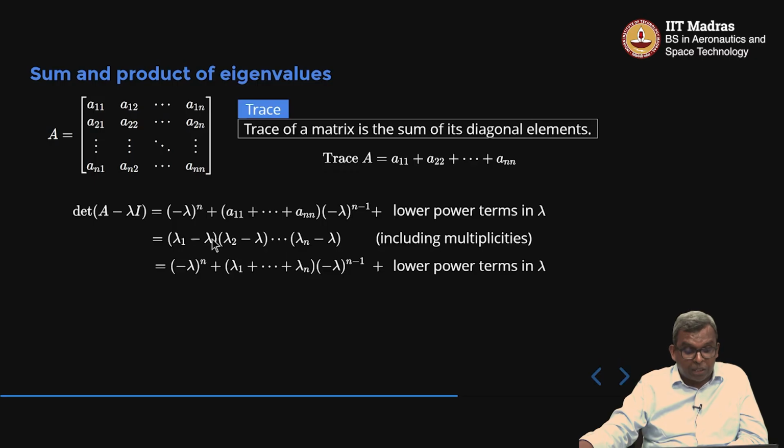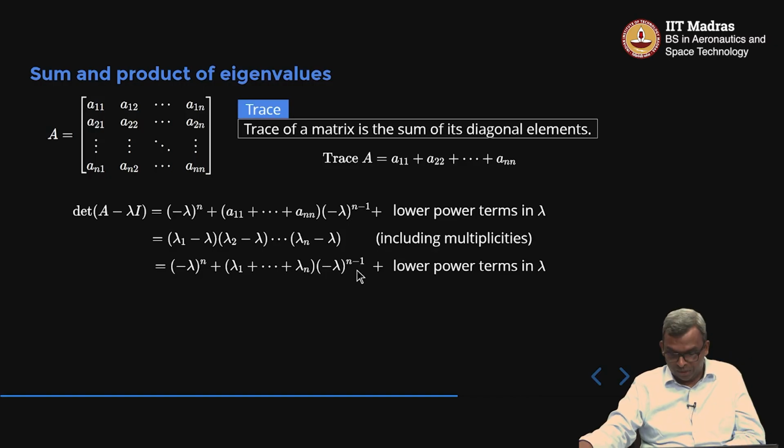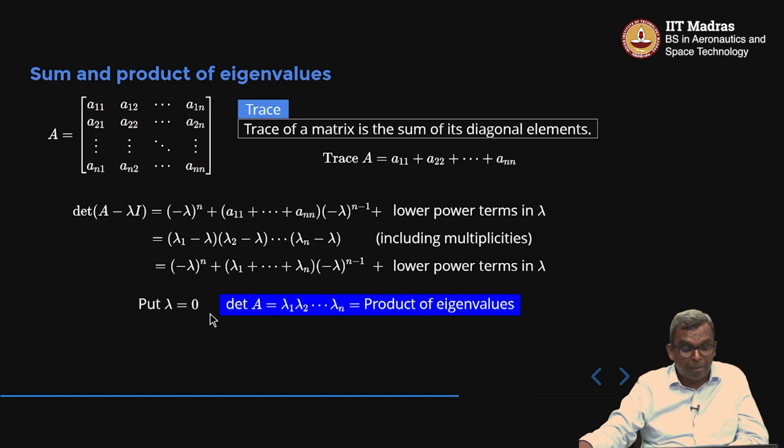Now in particular, when you expand the product, you see that you have minus lambda power n and then plus the sum of all the eigenvalues, lambda 1 plus ... lambda n, times minus lambda power n minus 1. Now you can start making some conclusions. The first conclusion is you put lambda equals 0. If you put lambda equals 0, on the left hand side you get determinant A. On the right hand side you have three different expressions. The second expression is the most interesting for putting lambda equals 0, because when you put lambda equals 0, in the second expression you get the product of the eigenvalues, lambda 1, lambda 2, and so on till lambda n.